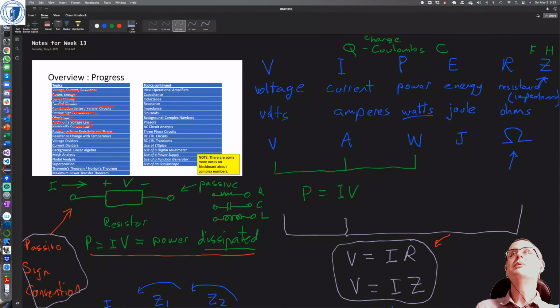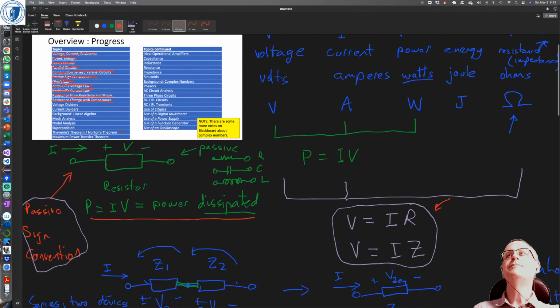Okay, so we've gone through resistance change with temperature. So what I'll do is I'm just going to cover voltage dividers and current dividers, and then maybe we'll have a bit of a break, and then when we come back I'll deal with Giovanni's question about problem 3 for tonight's homework, and then I'll continue going through this list.